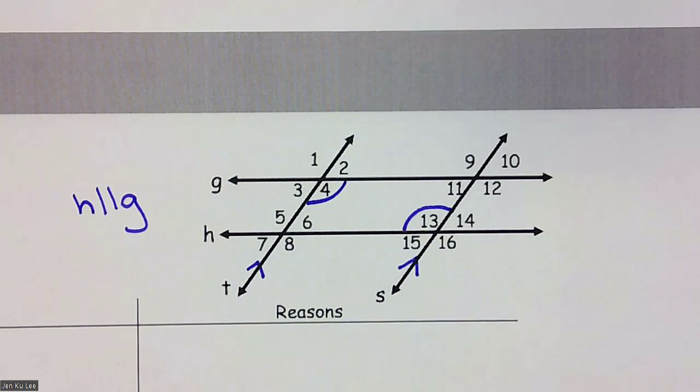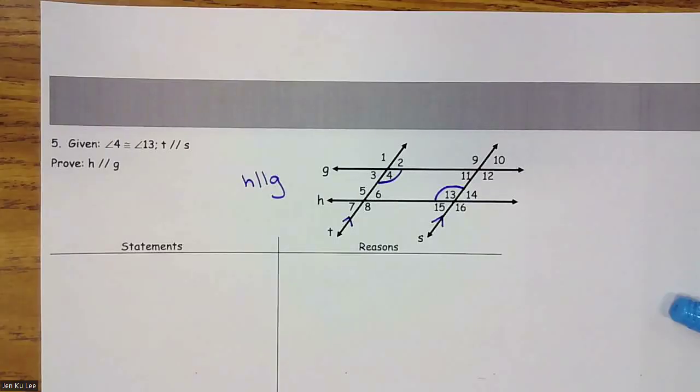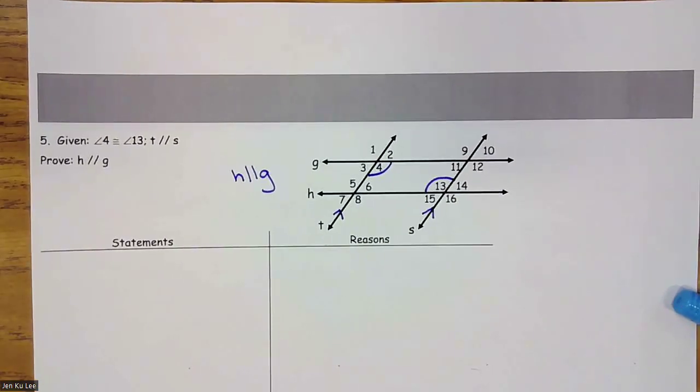Okay. So think about that and try to come up with your proof of why or how line H is parallel to line G. So we will finish this proof out next class.